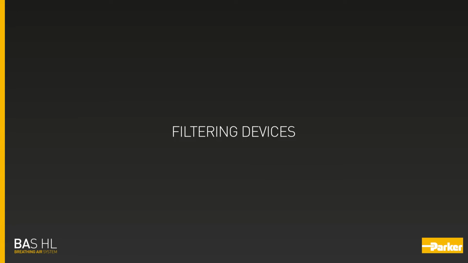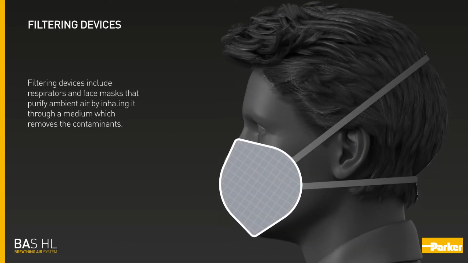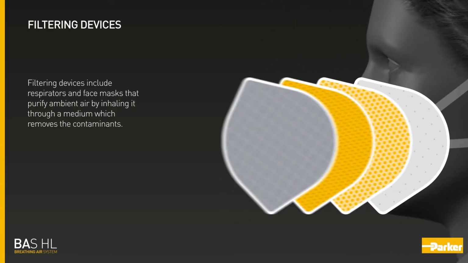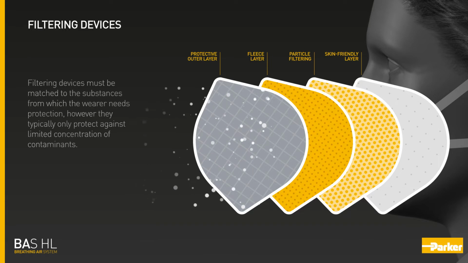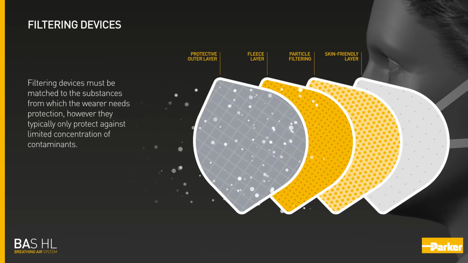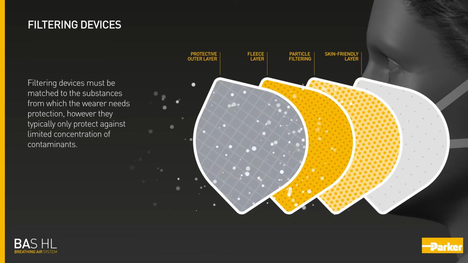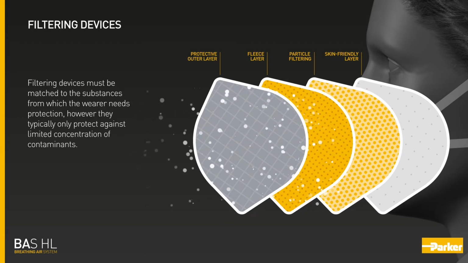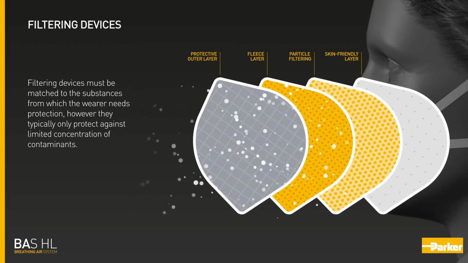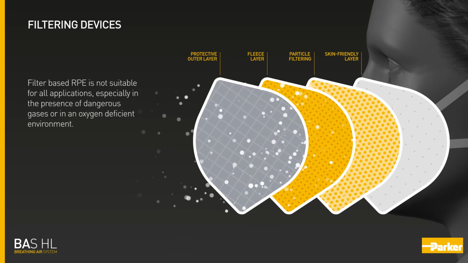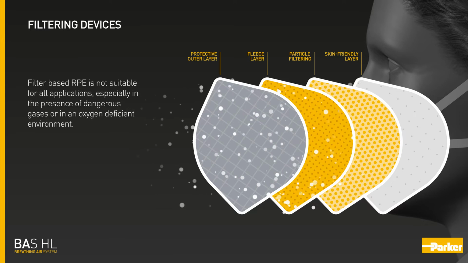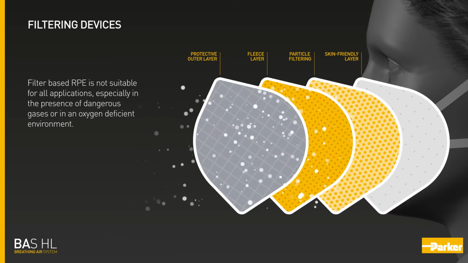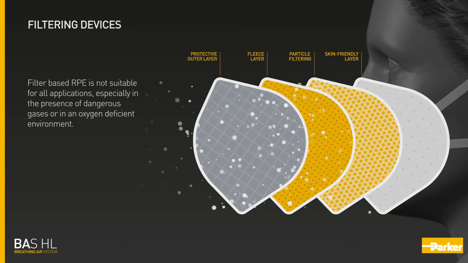Filtering devices. Filtering devices include respirators and face masks that purify ambient air by inhaling it through a medium which removes the contaminants. Filtering devices must be matched to the substances from which the wearer needs protection. However, they typically only protect against limited concentration of contaminants. Filter-based RPE is not suitable for all applications, especially in the presence of dangerous gases or in an oxygen-deficient environment.